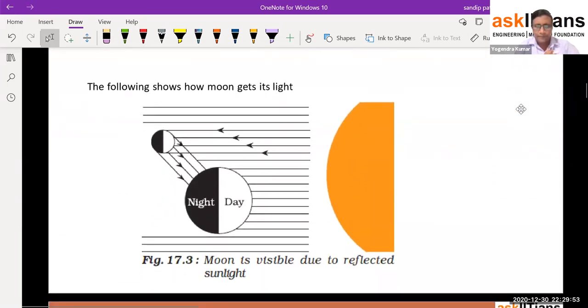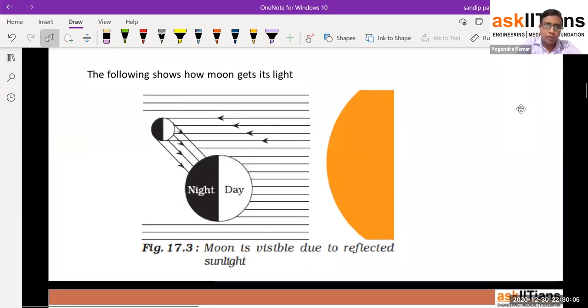So this diagram is showing you how we get the reflection from the moon. The sun is sending light towards the moon, and the moon is reflecting that light towards the earth. Only when it is night on this side of the earth can we see the moon. From the day side, we are not able to see the moon.